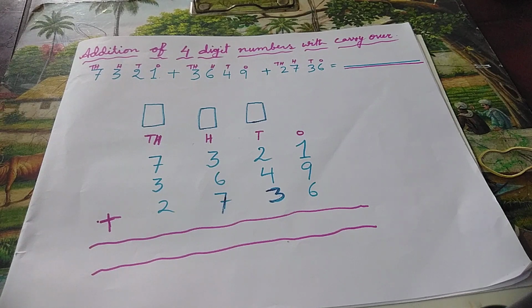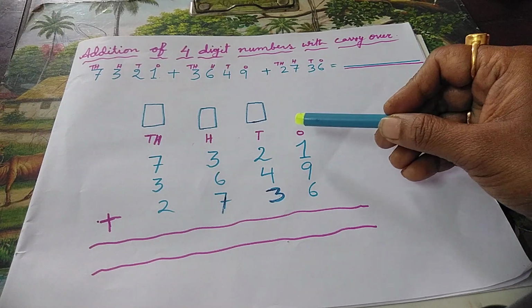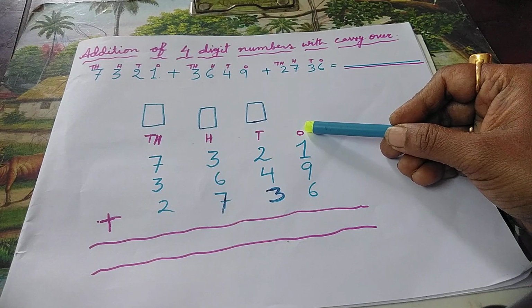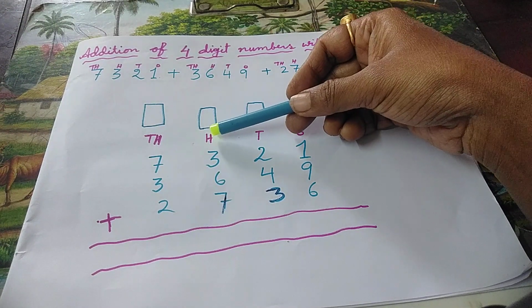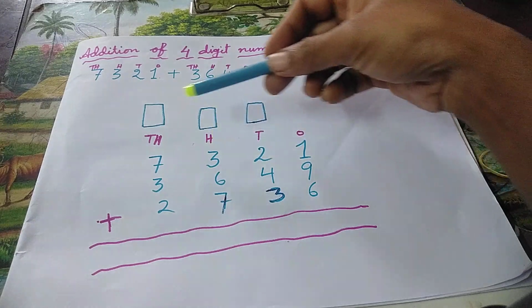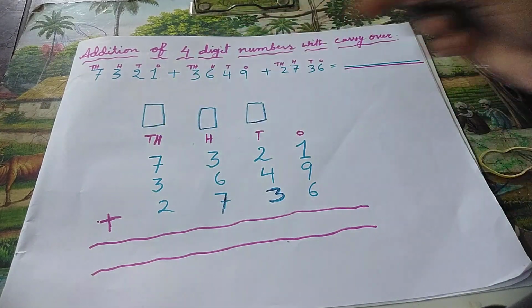See children, what we have to do? We have to add these 3 numbers. Okay. For that, what we have to do? We have to make the places of the digits. The first place belongs to ones. The second place belongs to tens. The third place belongs to hundreds. The fourth place belongs to thousands.